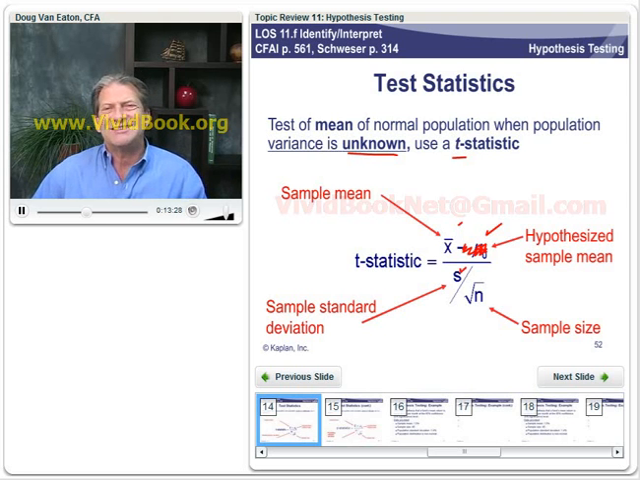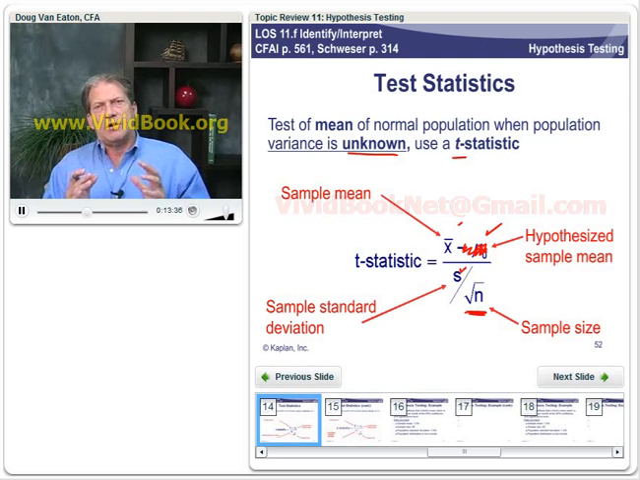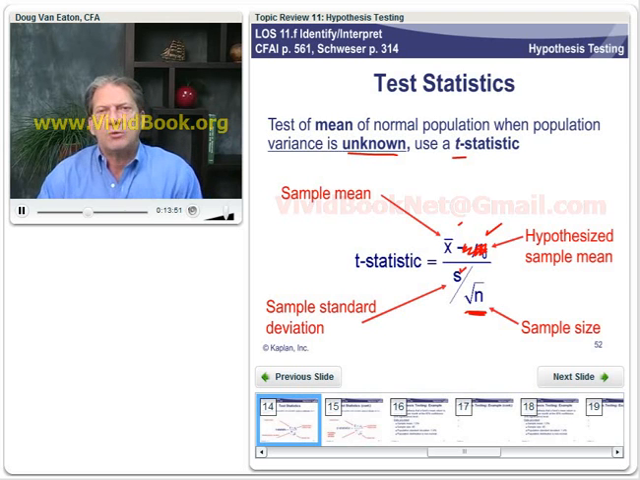So we have to estimate our sample standard deviation. But if we're testing the mean, remember, our sample mean is closer to the true mean the greater our sample size. So our standard error that we're dividing our sample mean by is sample standard deviation divided by the square root of n, the square root of the sample size. And so our test statistic is really in standard errors from the mean. How many standard errors is it from our hypothesized mean?